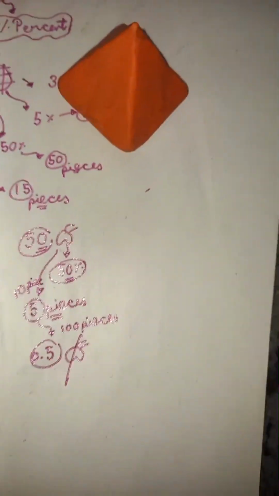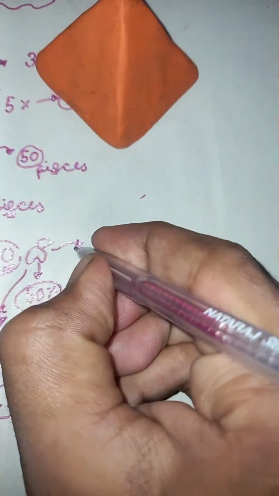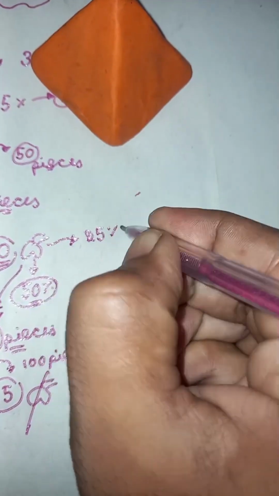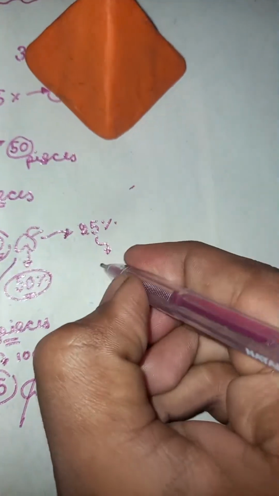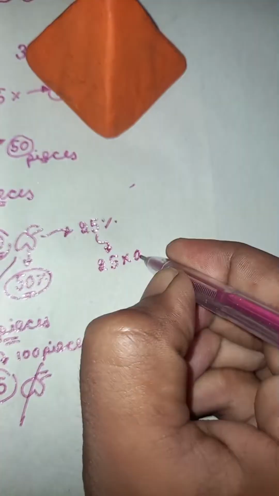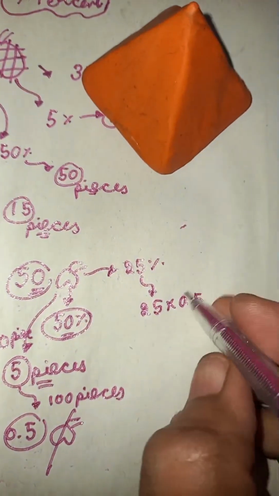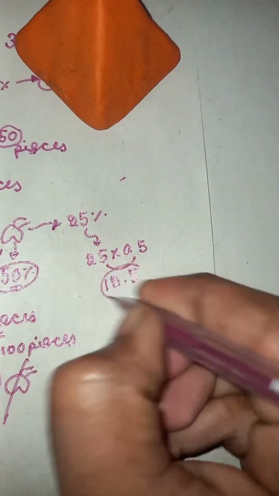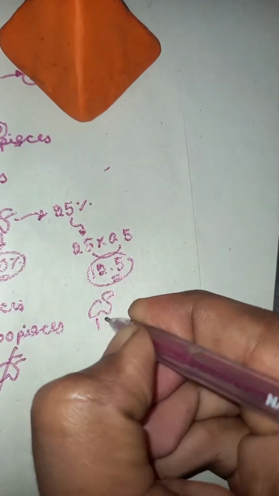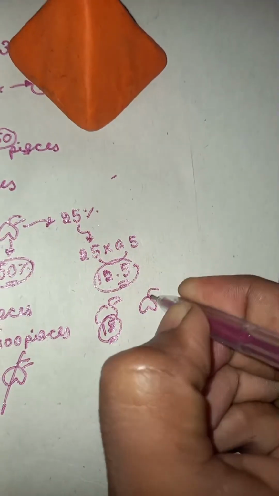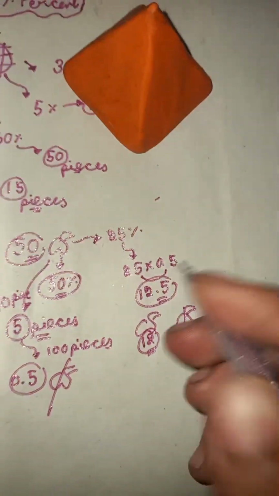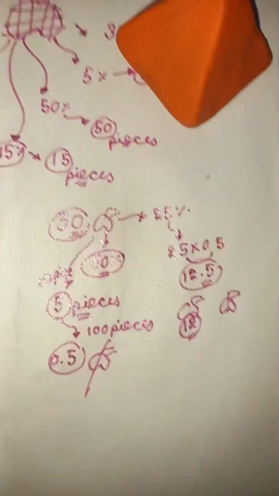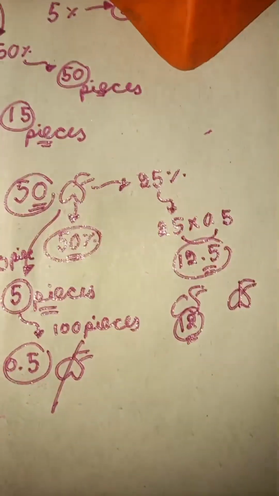Now in 50 apples, if you take 25 percent, it means you are taking 25 of the 0.5 apple, or half of the apple. You're going to get 12.5 apples, or 12 full apples and half an apple. Now I'm going to tell you the story of how the percentage works.